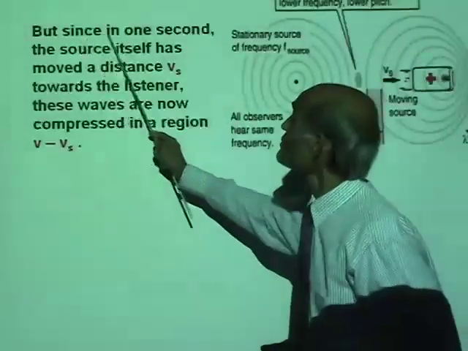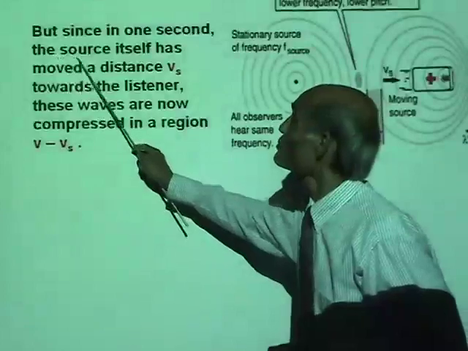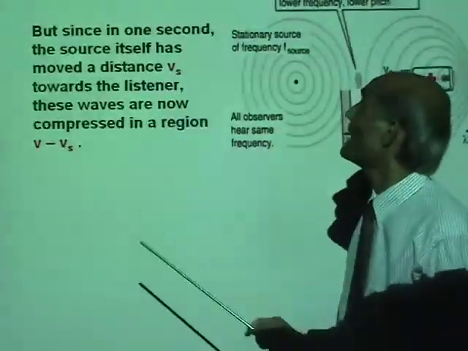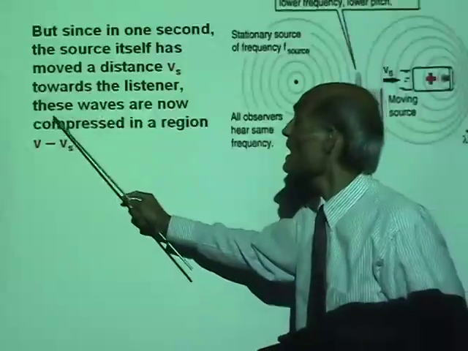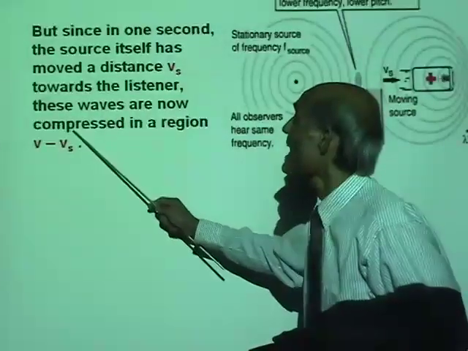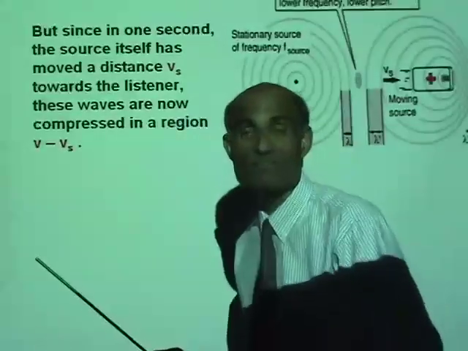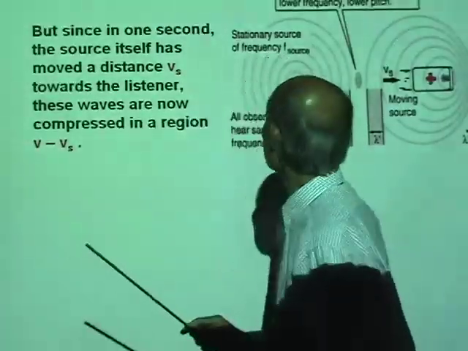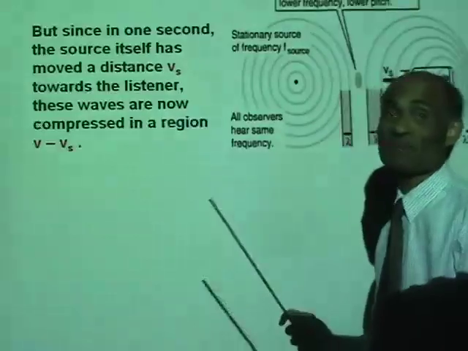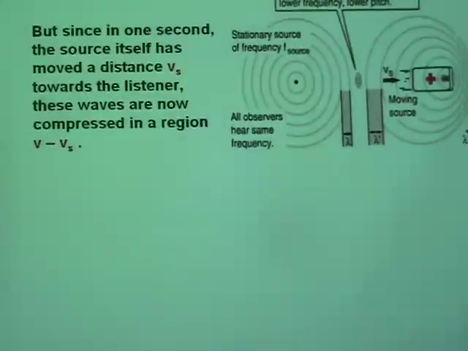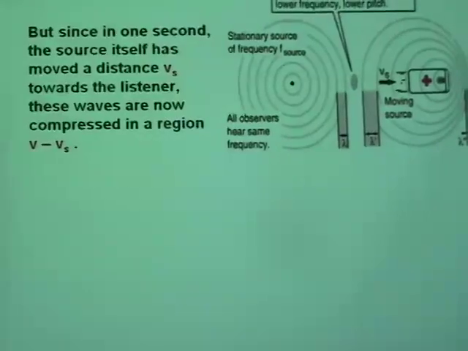Now, since in 1 second the source itself has moved a distance vs towards the listener, these waves are now compressed in a region v minus vs. I hope you understand that statement. That is a very important statement, and I want you to understand that very well.